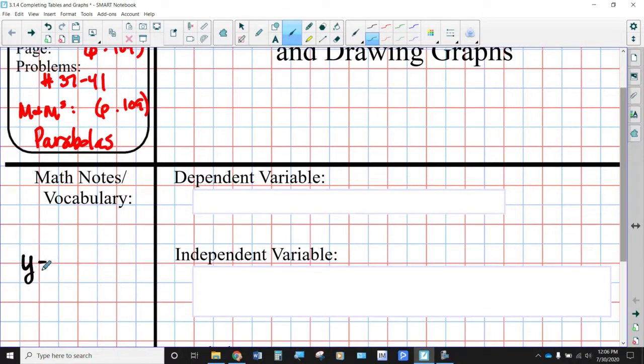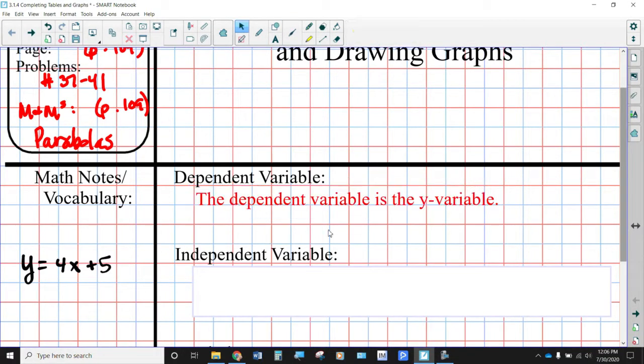So remember, the y was equal to 4 times x plus 5 was the rule that we used to determine how tall the redwood tree would be after x number of years of planting, or since planting it. Actually, maybe we should say it that way. So in this situation, the x, the number of years after it was planted, affects the y, which is how tall the tree is. So in this situation, the dependent variable would be considered the y variable.